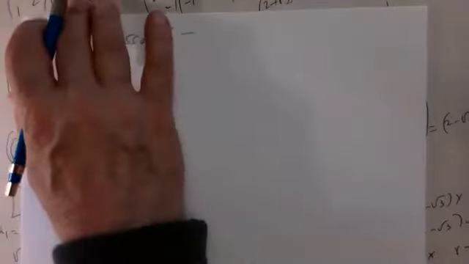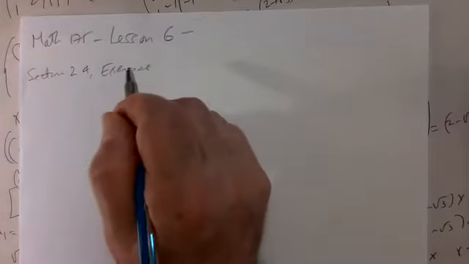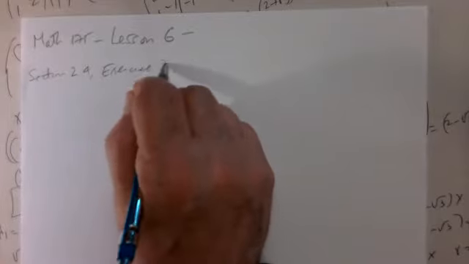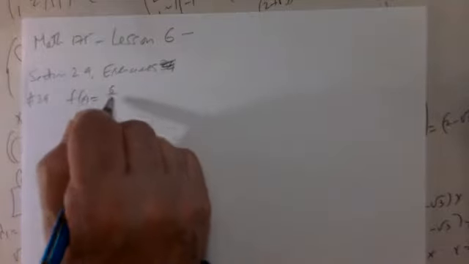So these are some homework problems in section 2.4. Exercise 39. In exercise 39, we have the function f of x equals 6 over x. The question for all of these exercises is: find the values where the function is not continuous and which of the discontinuities are removable.